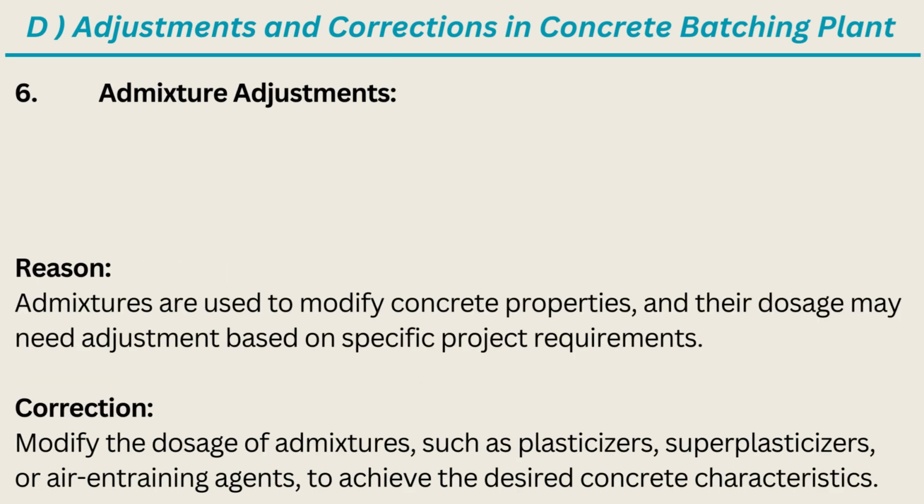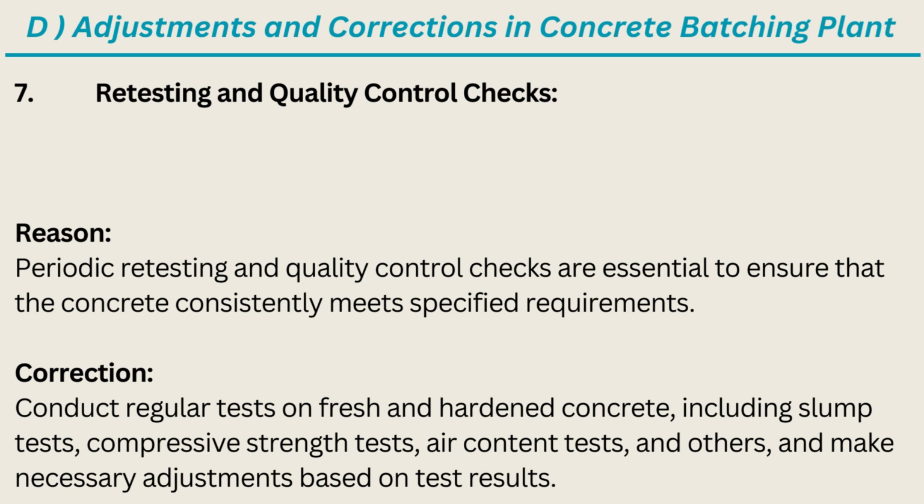6. Admixture adjustments. Reason: admixtures are used to modify concrete properties, and their dosage may need adjustment based on specific project requirements. Correction: modify the dosage of admixtures such as plasticizers, superplasticizers, or air entraining agents to achieve the desired concrete characteristics.